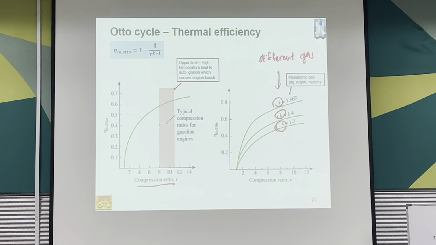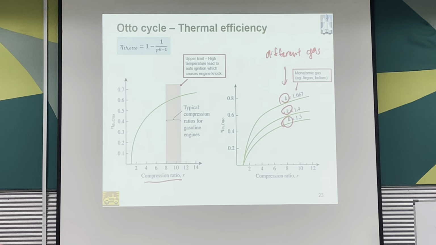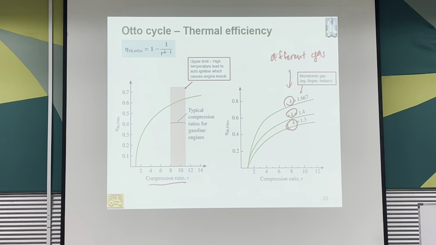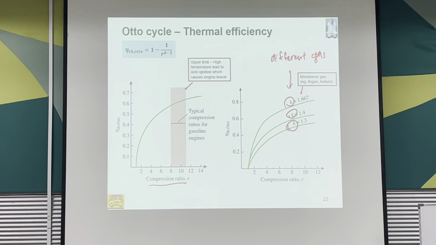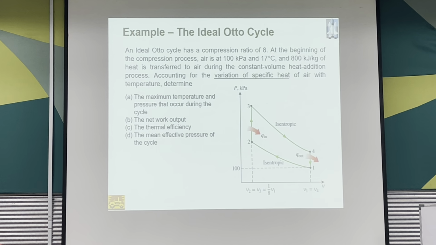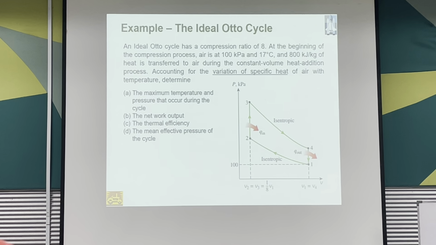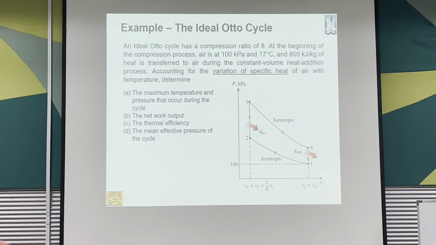So here, I said k is for different gases. For normal standard air, k equals 1.4. 1.667 is for monatomic gas, meaning gas with a single atom. Okay, so here we look at one example. Today I will stop at this example, meaning once you learn how to solve this example, then we are done.